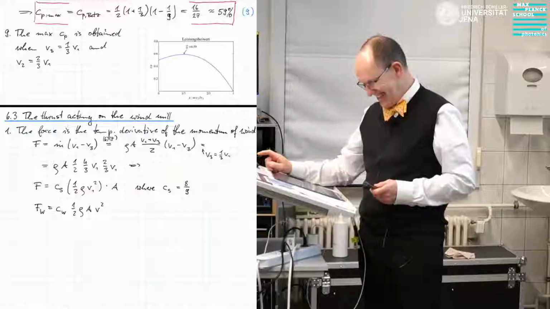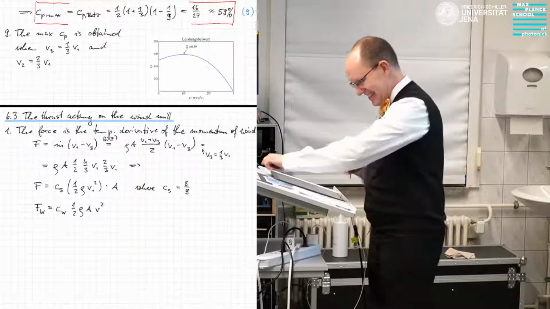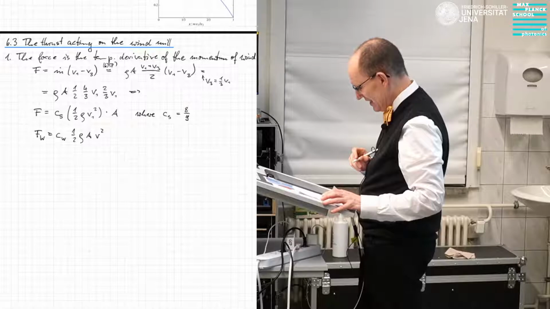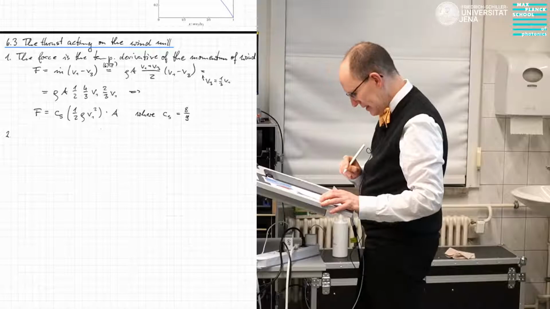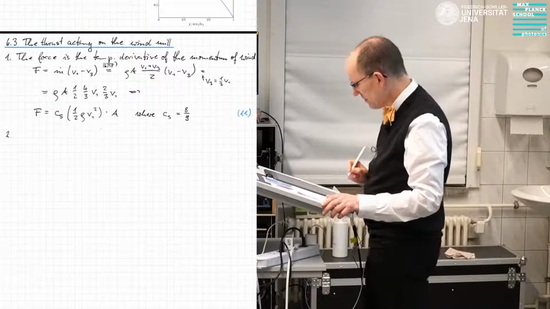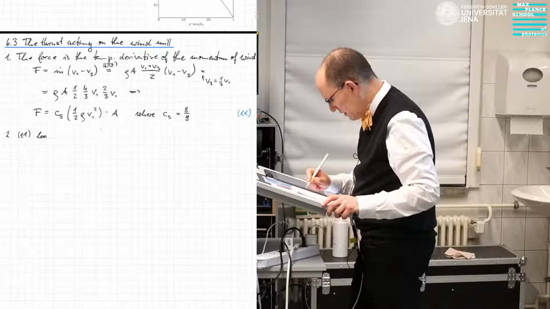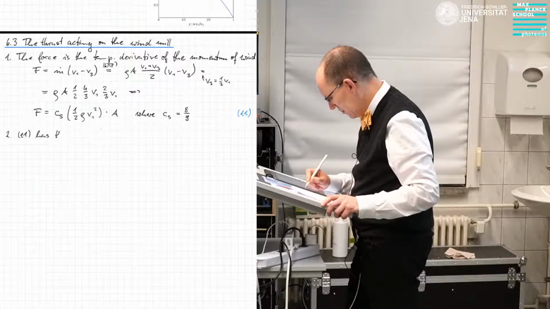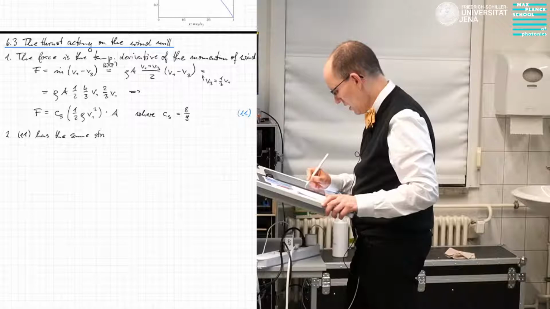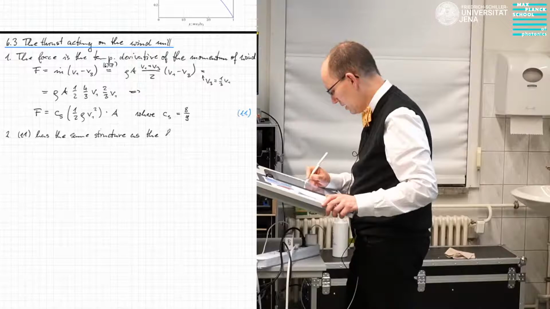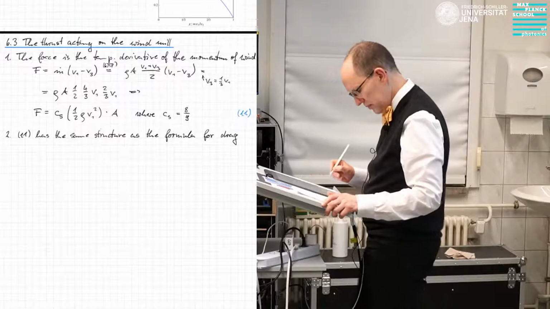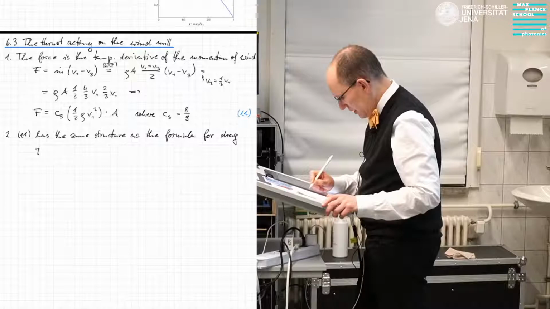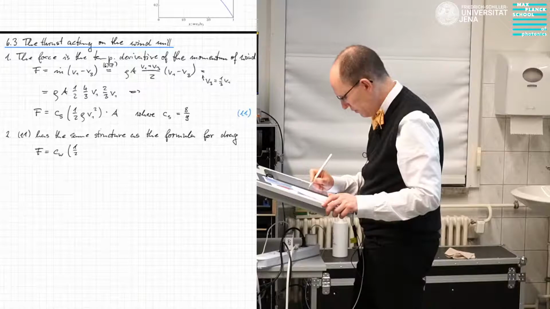Okay, so let's write these remarks. Maybe I delayed it for a short while. So this is equation 11. It has the same structure as the formula for drag, Luftwiderstand, air resistance. Namely, and now I write it down again, FCW is equal to 1/2 rho times V1 squared A, right?